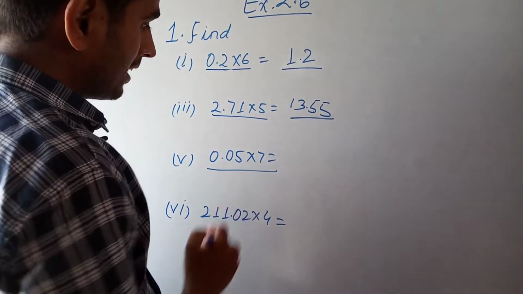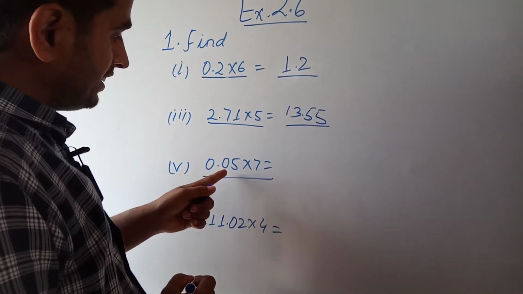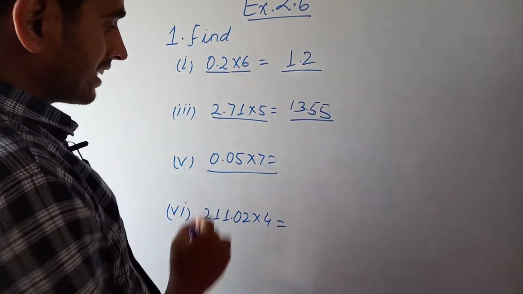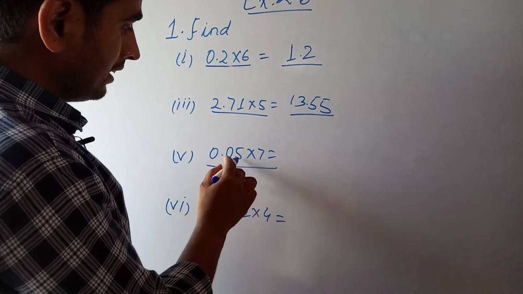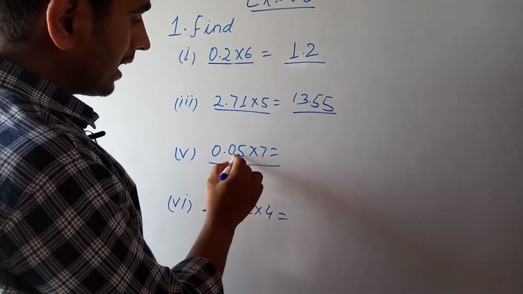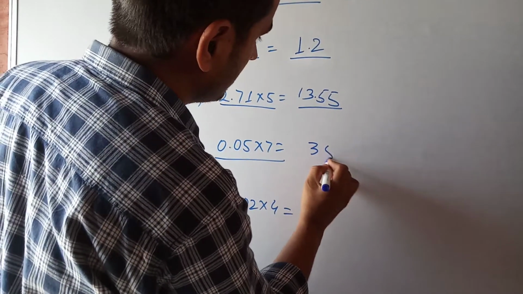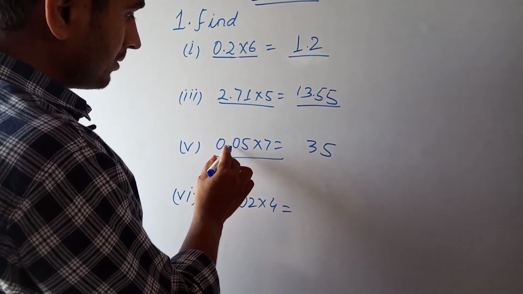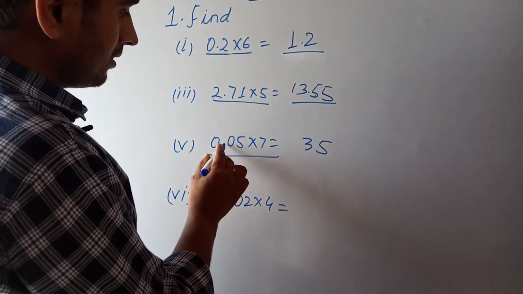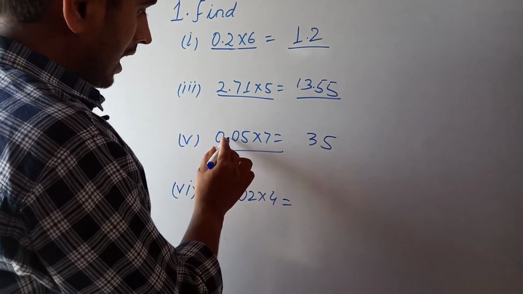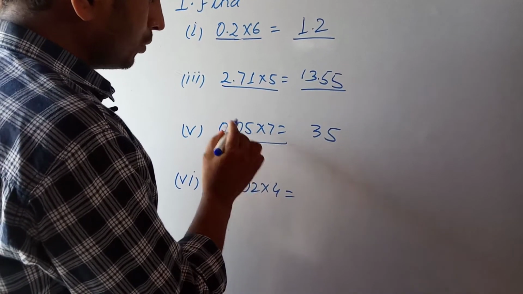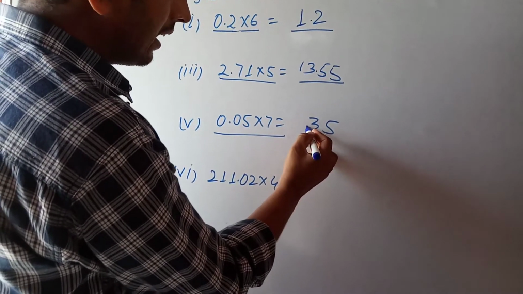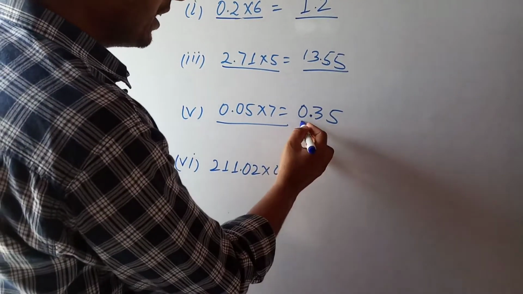Now coming to 5, we have to multiply 0.05 into 7. Just forget this decimal. After removing this decimal only 5 will be left, and 5 sevens are 35. Now in the multiplication, after decimal there were two digits. So after two digits, 1, 2, put the decimal here, so 0.35.